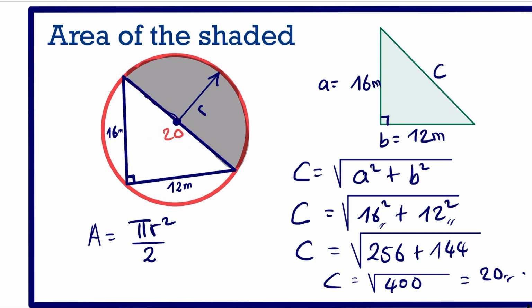We all know that the radius itself is half of the diameter. So if all of this is 20, it means the radius is half, so the radius is 10. Now that we have the radius, we can substitute the values in the formula in order to calculate the area.